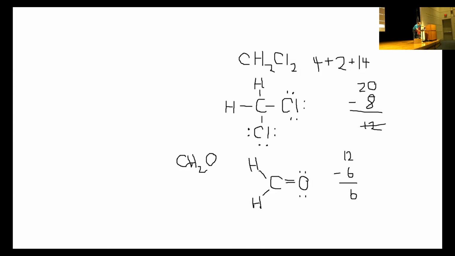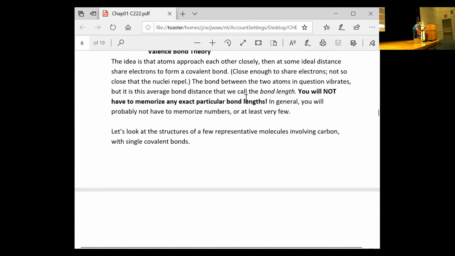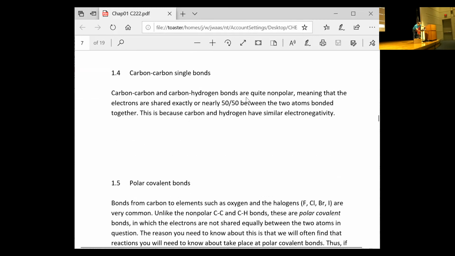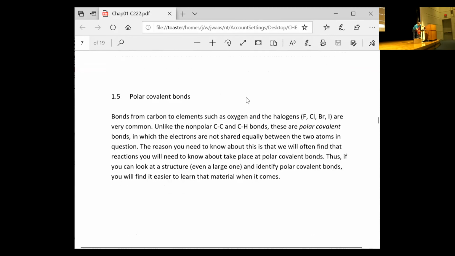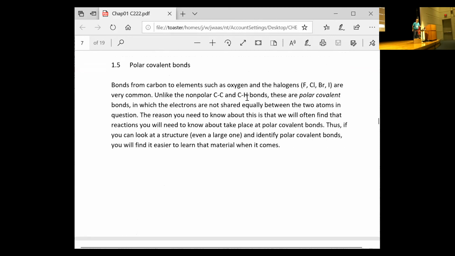Okay, good. So I think with that, we can go back to the class notes. I hope it's okay if I do that. I just want to make sure I don't miss anything. We've already talked about electronegativity. We've already talked about the valence bond model. We've demonstrated carbon-carbon single bonds, and carbon-hydrogen bonds are quite nonpolar. Carbon and hydrogen don't have exactly the same electronegativity, but it's pretty darn close. One is 2.5 and one is 2.1, and honestly, I can never remember which is which. If you just remember they're almost the same, I'm totally fine with that.